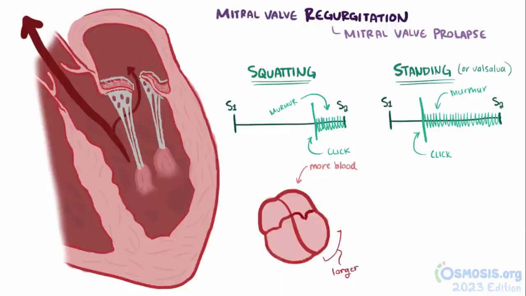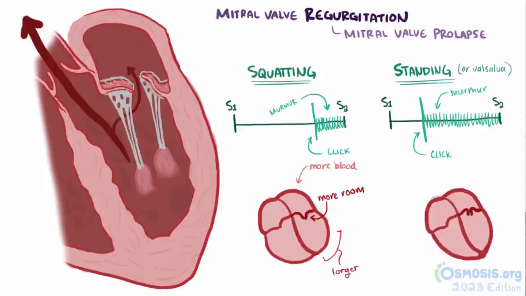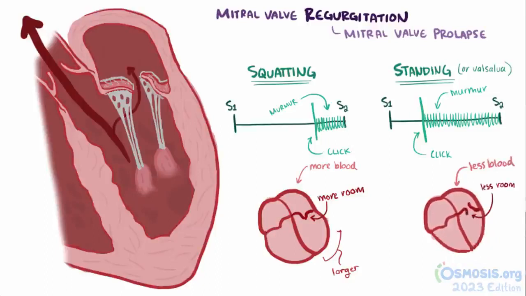The larger leaflets therefore have more space to hang out, and as the ventricle contracts and gets smaller, it takes just a little longer for the leaflet to get forced into the atrium. Standing, on the other hand, reduces venous return, meaning a little less blood in the ventricle, and so a little less room to hang out, and so the leaflet gets forced out earlier during contraction.